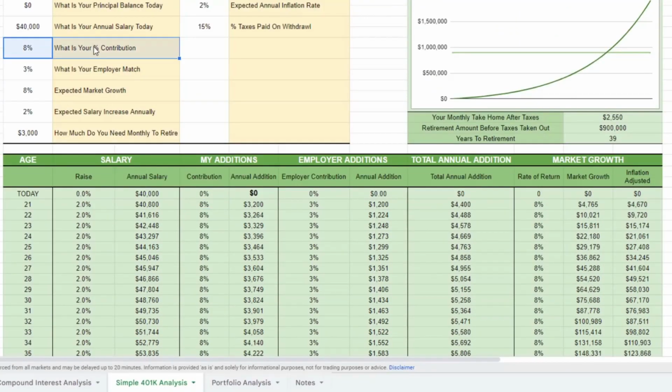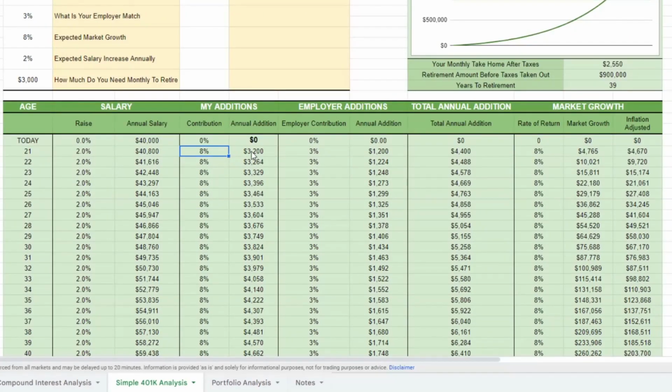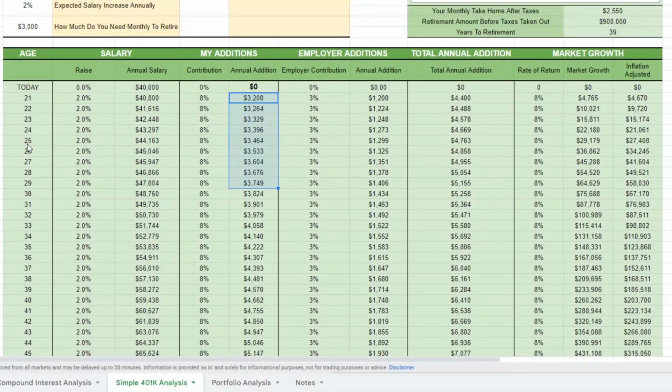And if you wanted to take a look at what your additions would look like with your 8% contribution, it comes down here and populates this with your 8%. It looks like you would be putting in this amount every single year. At 25, you would have put in $3,400. At 30, you would have put in $3,800, and then your employer would match 3%. Your total addition is your additions plus the employer's addition.